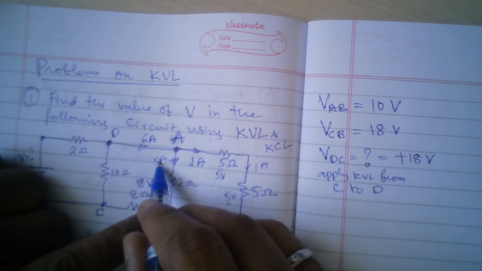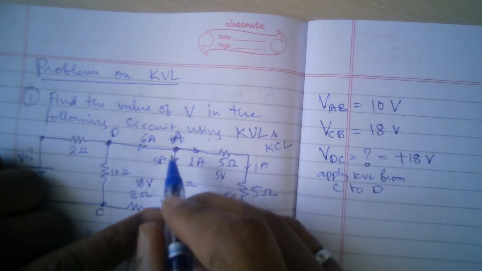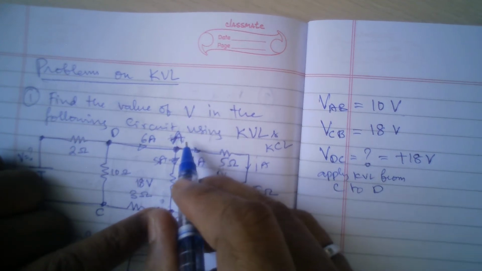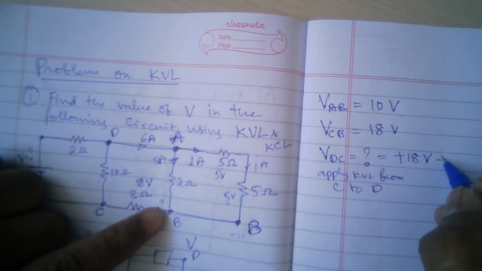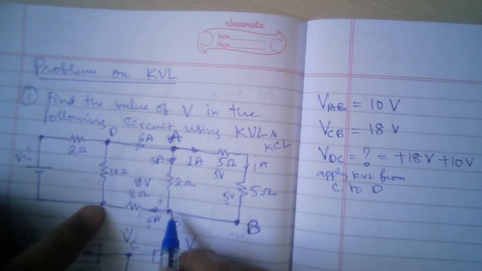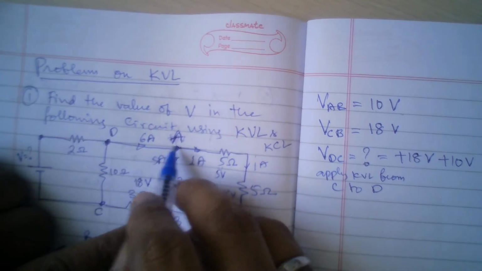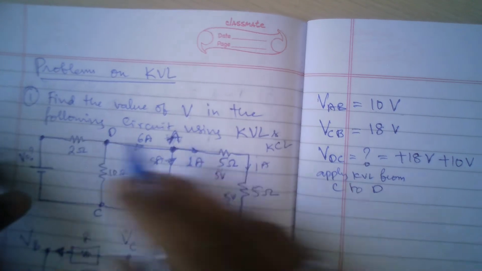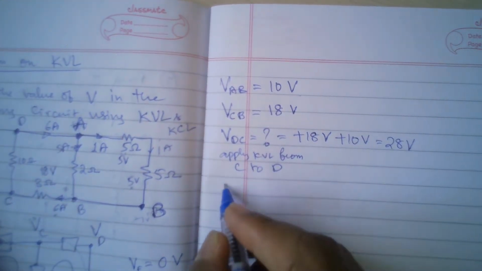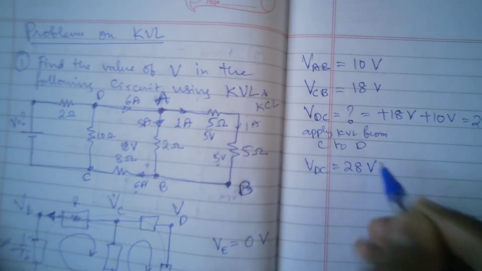Now you see 5 into 2 is 10 volts. Already VAB is 10 volts, we know. And A is at a higher voltage because from A the current is coming to B. So therefore this is plus 10 volts again, because I am going from lower potential to higher potential, I use plus. So now between A and D there is no resistance element. So voltage of A is exactly the same as voltage of D. So therefore here I am getting 18 plus 10. So that is 28 volts. So therefore I can write here VDC is 28 volts.